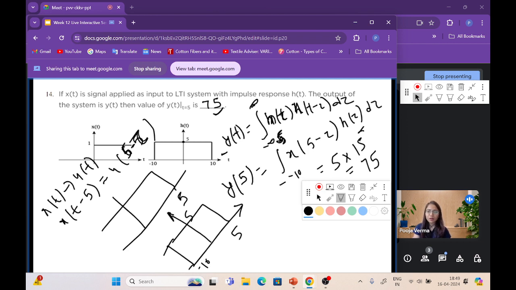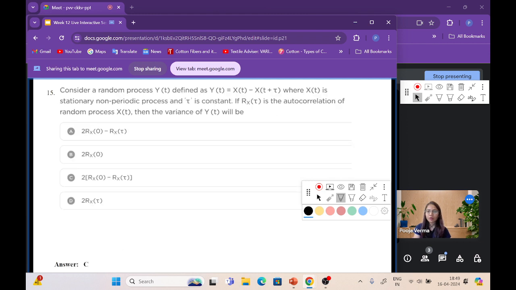So moving to the next question. The next question is, consider a random process y of t defined as y of t equal to x of t minus x of t plus tau, where x of t is a stationary non-periodic process and tau is a constant. If Rx of tau is the autocorrelation of the random process x of t, then what will be the variance of y of t?